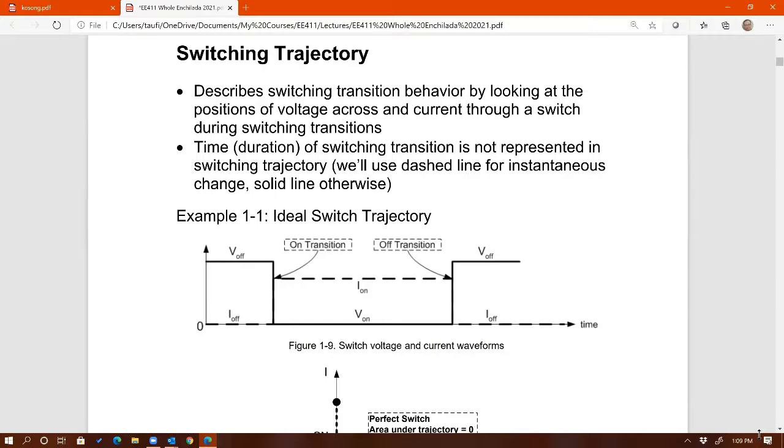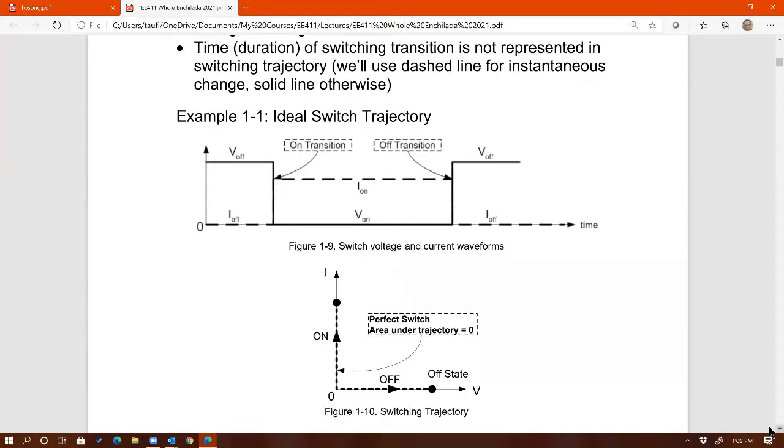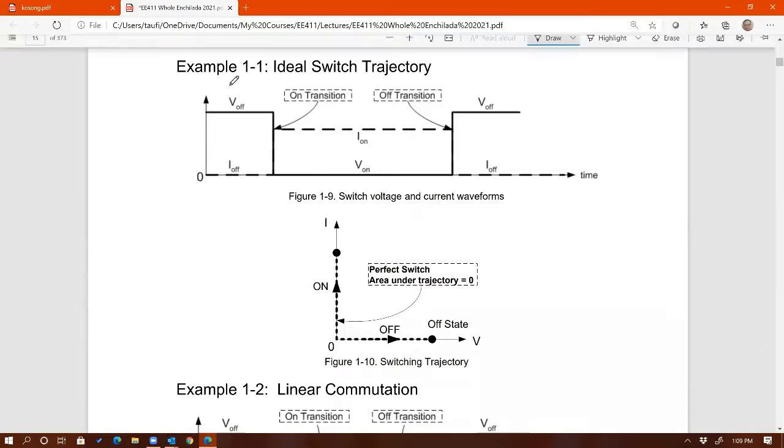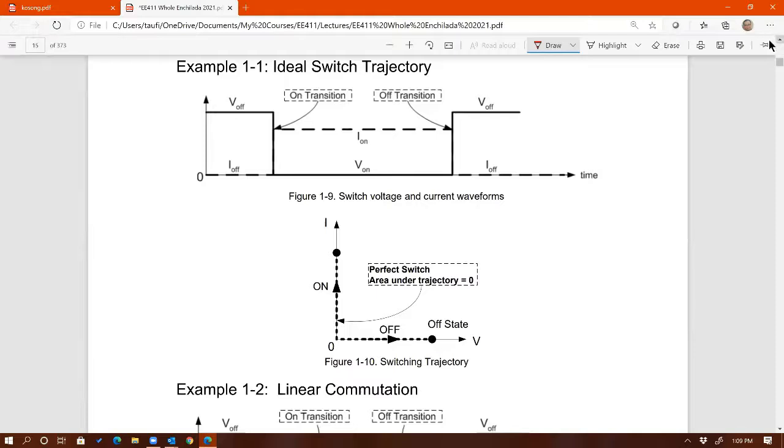I'm going to use a dash line for instantaneous change, and I'm going to use a solid line for gradual change. Okay, so in order to understand what a switching trajectory is, I'm just going to provide you with examples. Let's start with the easy one, the one that comes from ideal switching transitions, right?